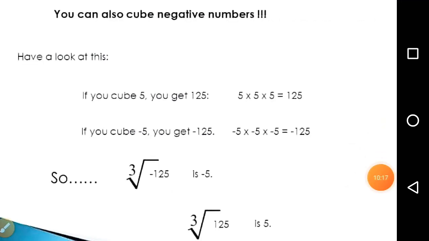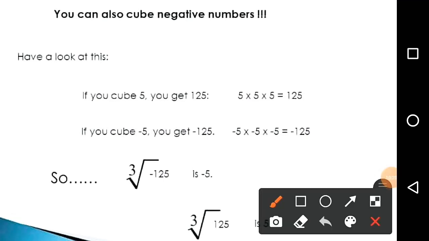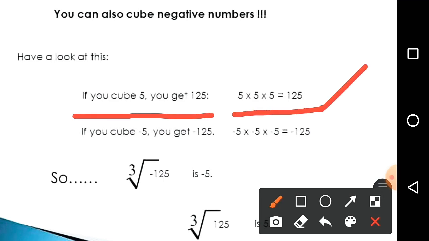Now you can also cube negative numbers. Have a look at this. So if you cube 5, okay, 5 का cube लेंगे means 5 into 5 into 5, the answer will be 125. Similarly, you can also find the cube of a negative number. You can multiply a negative number 3 times. So if you cube minus 5, you get the answer minus 125. How? You just have to multiply minus 5 three times. So minus 5 into minus 5 into minus 5.